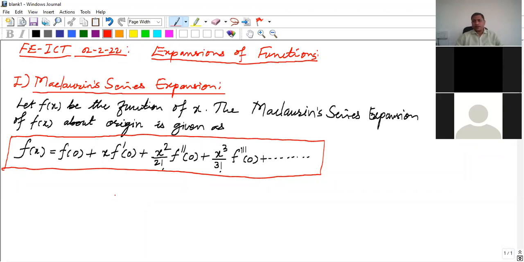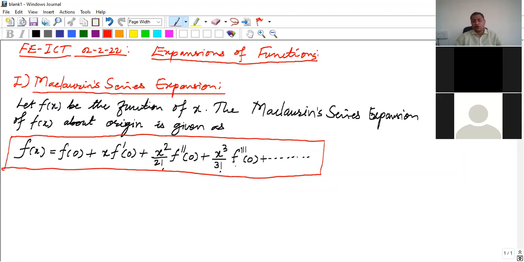Now the question is how many derivatives and how many terms we have to calculate. Be careful. If I want to claim that I have got the series, then I must have at least 3 terms. This is the first term, this is the second term, this is the third term. I have written the fourth here. But these terms should be non-zero.